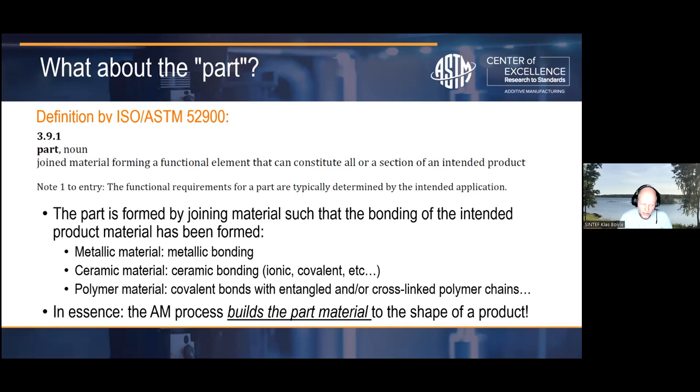So this means that if you intend to make a metallic product, you need to have established a metallic bonding in the part. Otherwise, it's not really a finished part. Same thing with ceramic. If you want to make a ceramic part, you need to have ceramic bondings in it. And if you want to make a polymer part, you need to have some covalent bonds, some bonding that means. And actually, as mentioned before, the AM process builds the part material into the shape of the product. So it's forming the joints of the material, which is a very crucial part of the AM process.